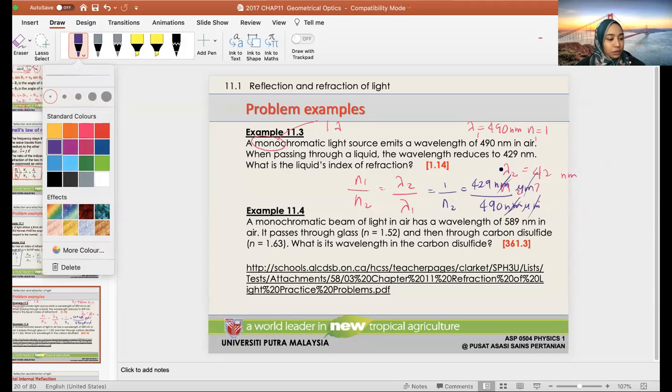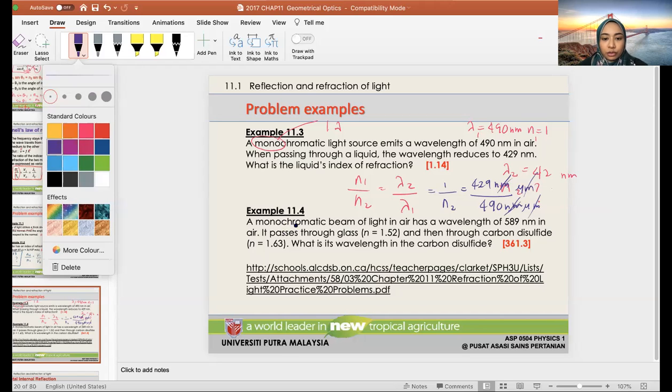So if you got the ratio right, you will get N2 as 1.14. Let me check. 4 to 9 divided by 490, 1 divided by that. Yep, 1.14. So betul. Make sure your ratio is correct. Kalau ratio pun salah, salahlah jawapan.